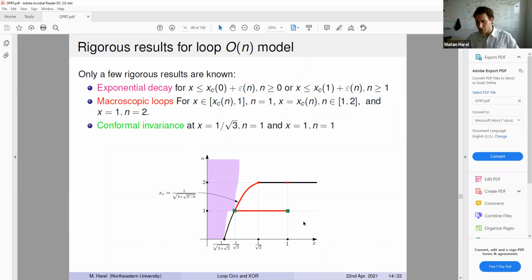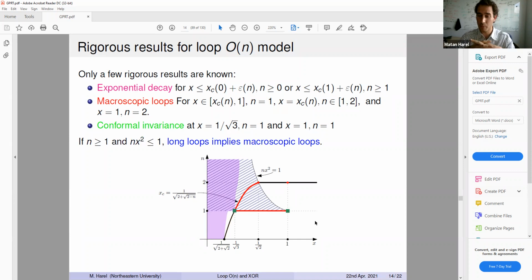The one final thing I want to say is that there is a very important tool, the so-called dichotomy results, which hold in an entire region. It doesn't tell you whether it's short loops or long loops, but what it does tell you is long loops implies macroscopic loops, and short loops implies exponential decay.